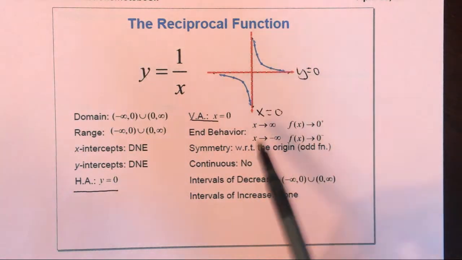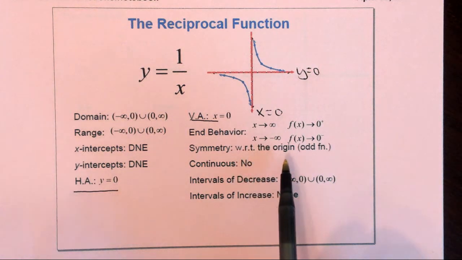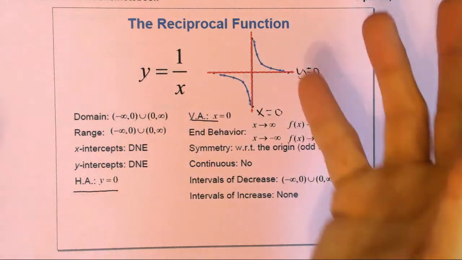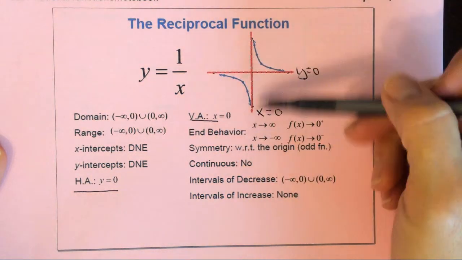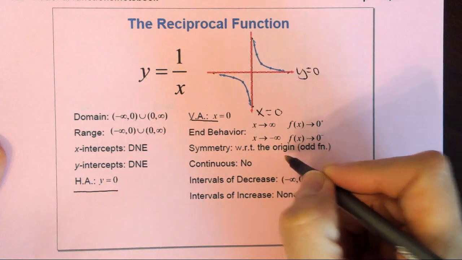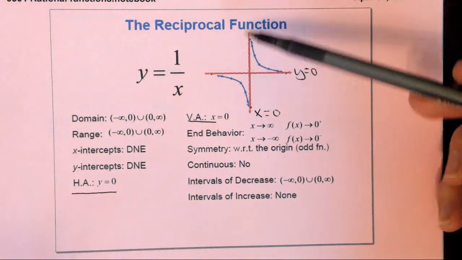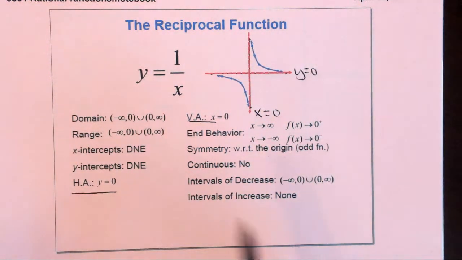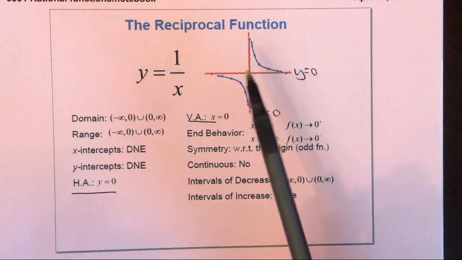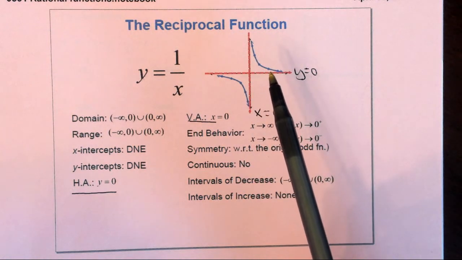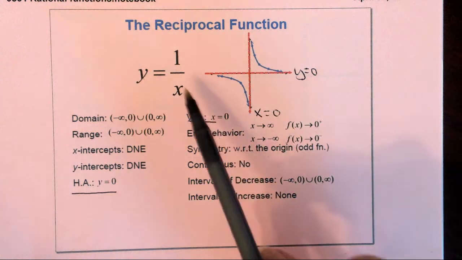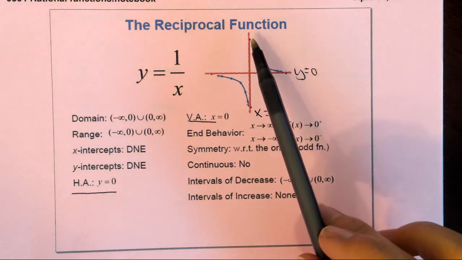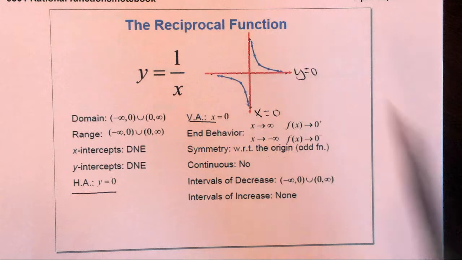The symmetry for this graph is with respect to the origin, which means I can double flip it. I can flip the right side over the y and then over the x, and it would land on top of itself, which we call the origin. It's not continuous because we have asymptotes in our graph. We're not increasing at all. We're decreasing from negative infinity to 0, and then again from 0 to infinity.